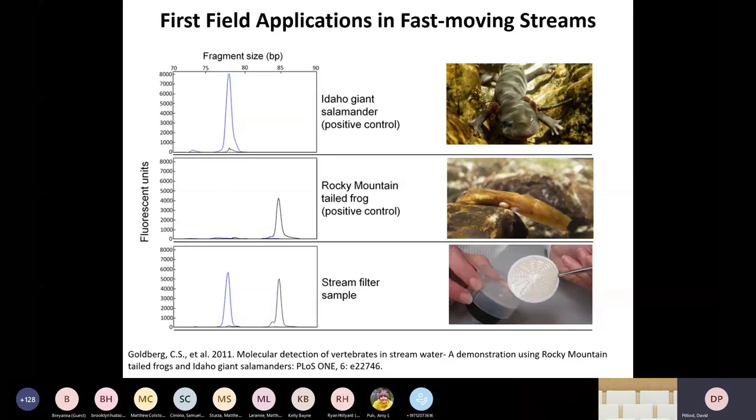And so we applied this technique for the Idaho giant salamander and the Rocky Mountain tailed frog, and then we compared densities of those animals from traditional sampling to the data we were getting back from eDNA samples, and found that it worked very well, even in fast-moving streams. And so that was exciting, because now we've demonstrated it from ponds to large rivers and canals to fast-moving streams. And as you know, today it goes further than that into saltwater systems, into the open ocean, and the horizon is incredible.